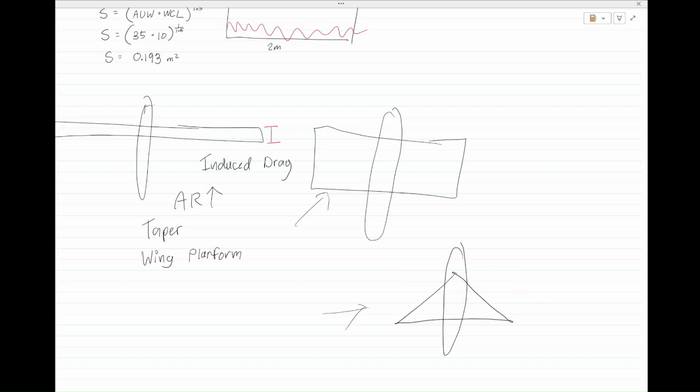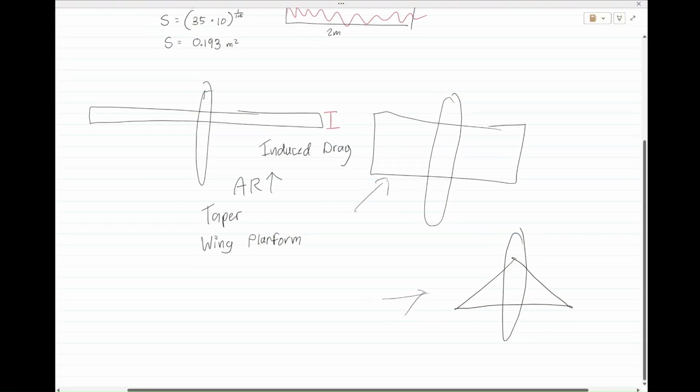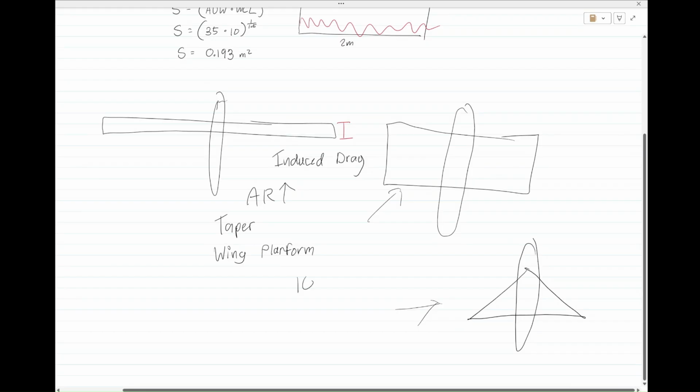And obviously, if you're making a standard aircraft, pick something in the middle. Now, I'm going to go with an aspect ratio of 10. I think 10 is a nice high number. Let me go ahead and change that right there. Let's calculate for 10. All right.